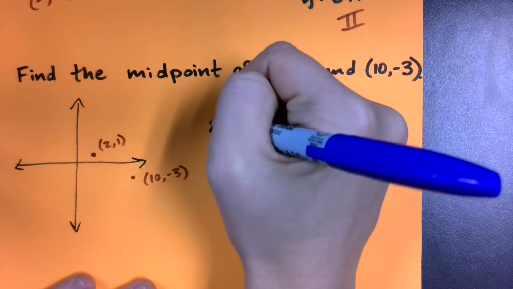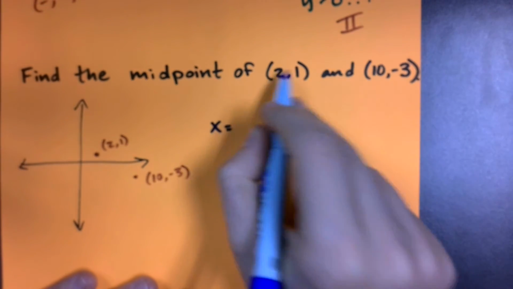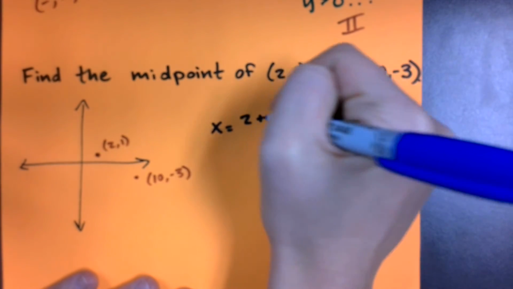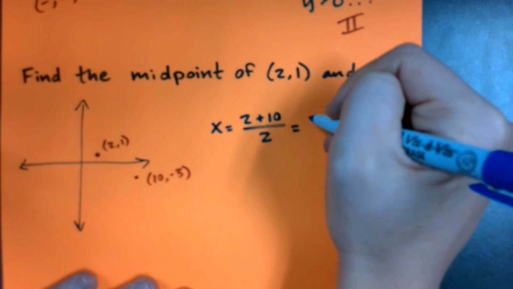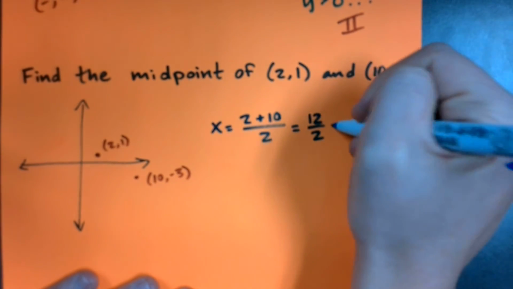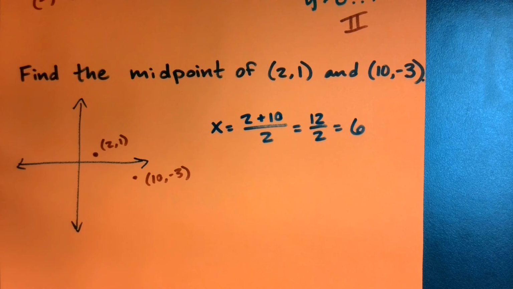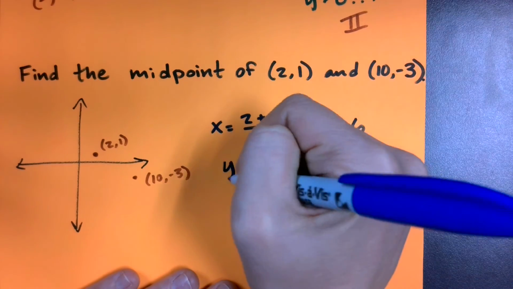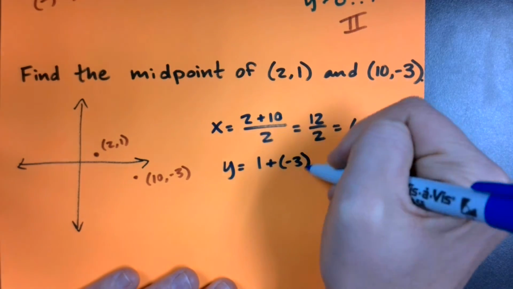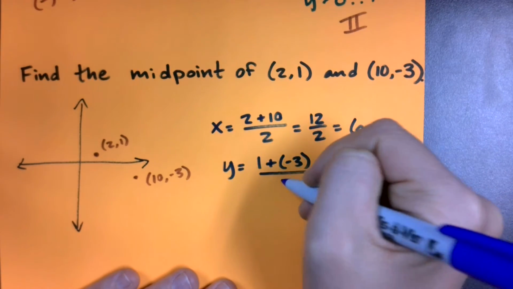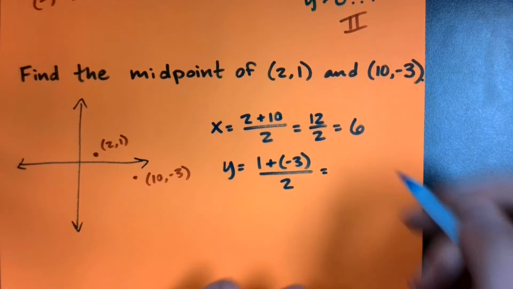So we're taking our x's and we'll add them together, our 2 and 10. Sometimes if our numbers are small enough, we can even tell what the middle number would be without doing this. But we'll end up with middle number 6, which makes some sense. Halfway in between 2 and 10 is 6. Same thing with the y's. So we're adding our y's together. I'm adding a negative 3 and then dividing by 2.